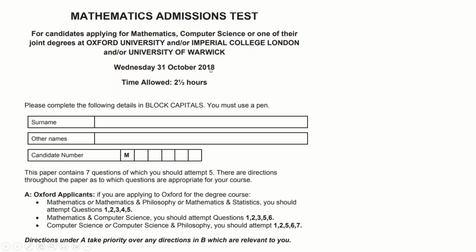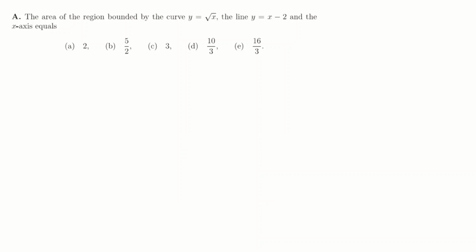This is the maths test from 2018. I'm only doing section number 1. The first question is just the 10 multiple choice questions. I'll do the other parts at a later date. But for now, let's just run through this.